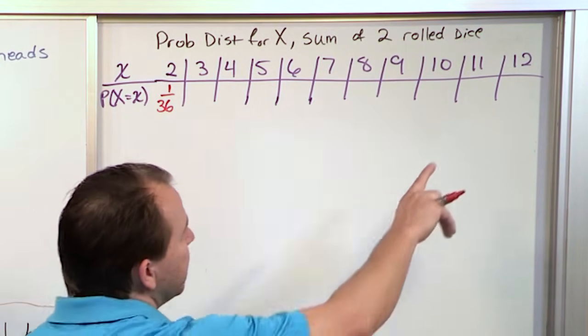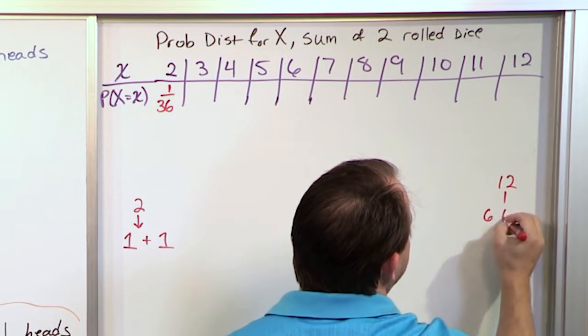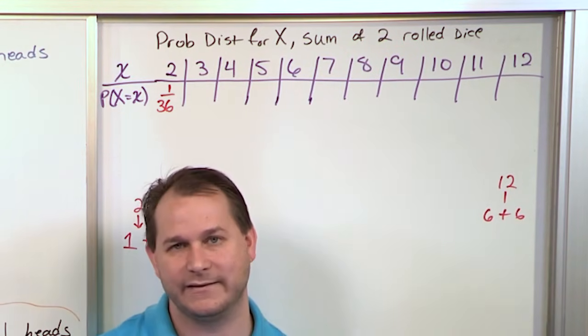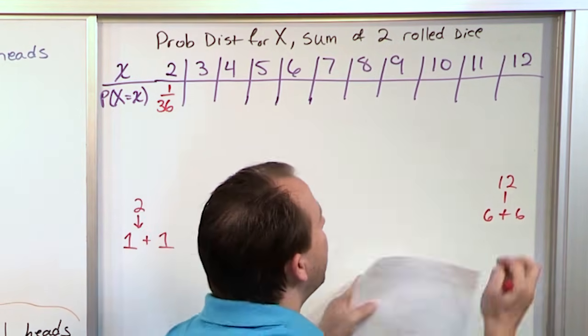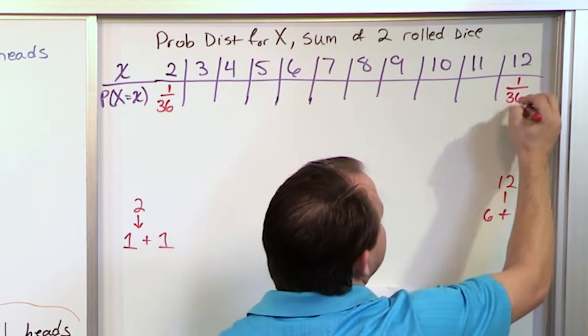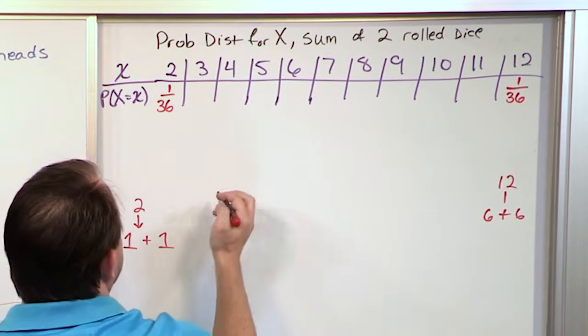Okay. Similarly, look way over here. When you look at the number 12, the only way I can get that is 6 plus 6. There's no other way I can add to 12 because the dice only go up to 6. So there's only one possible outcome here to give me a 12, but there are 36 possible ways in which the dice can be rolled. And then we'll do one last one.